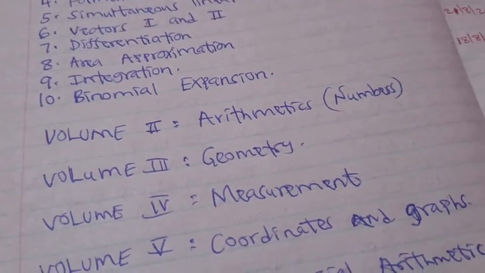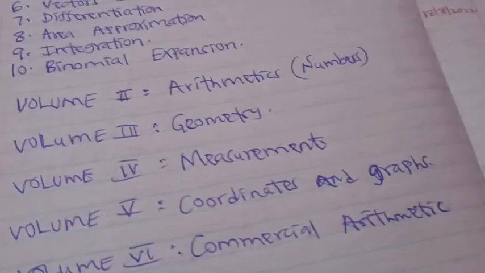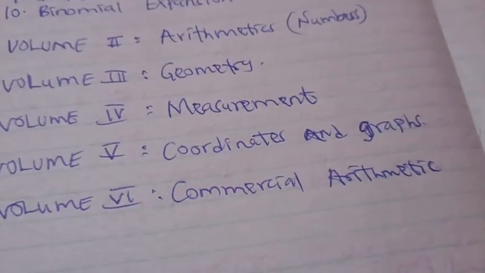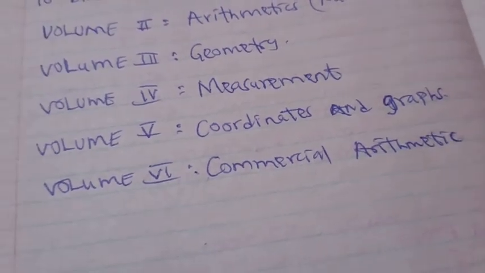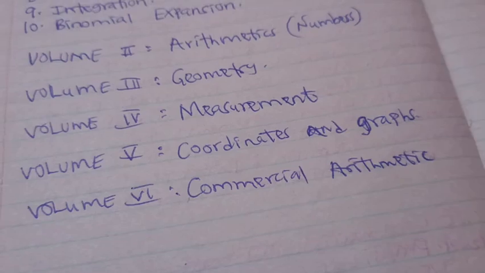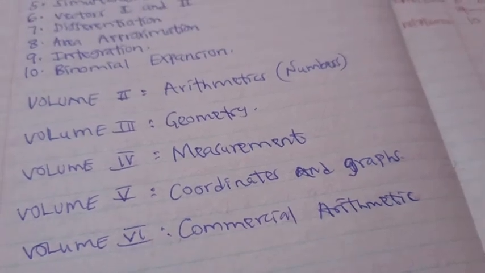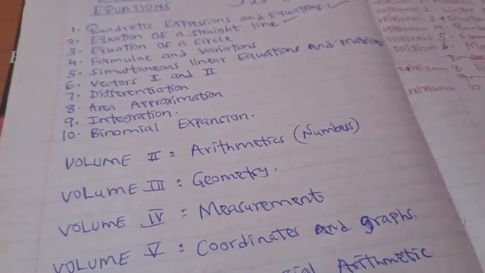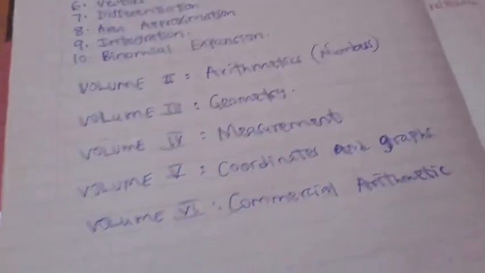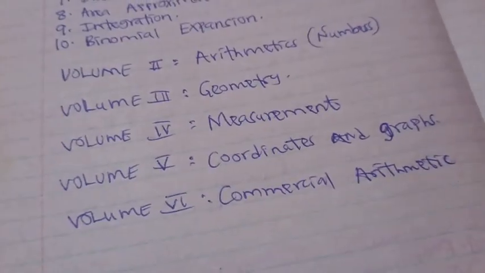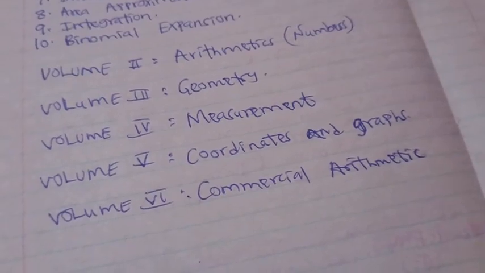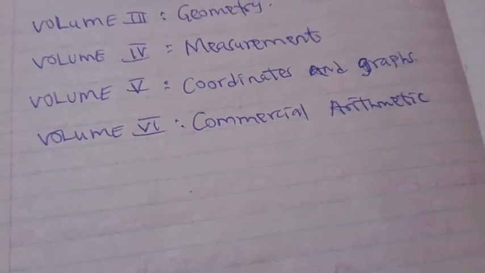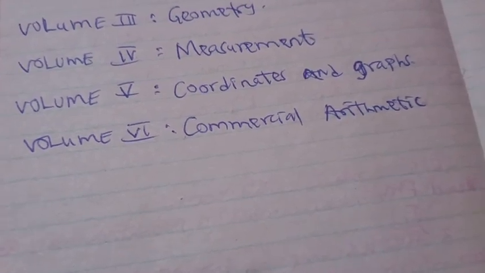Volume 3, geometry. Volume 4, measurement. Volume 5, coordinates and all graphs. That means under that section of volume 5, all those topics that I will handle before then, which have graphs, I will not handle graphs till I get to volume 5. Then volume 6, which is the last one, is commercial arithmetic.